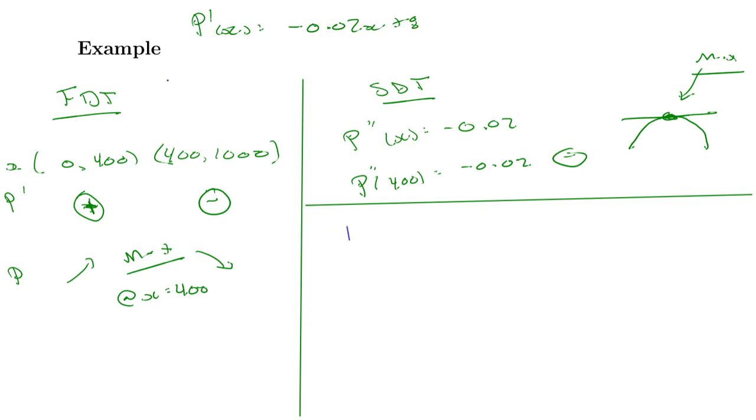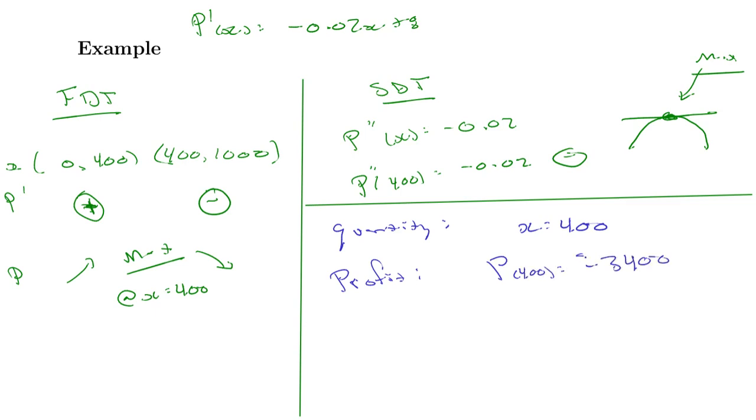At the quantity x equals 400. The actual profit there that we will get if we try and maximize our profit, that's supposed to be a P of 400, we said was negative $3,400. Terrible. This is a bad setup.